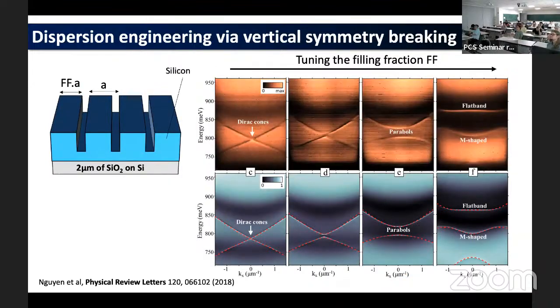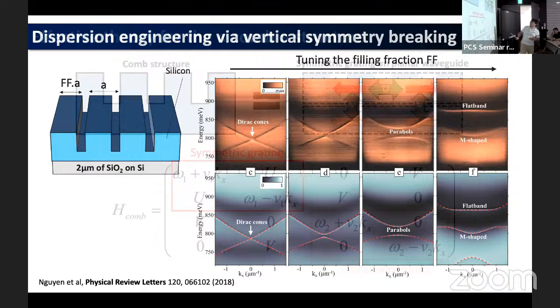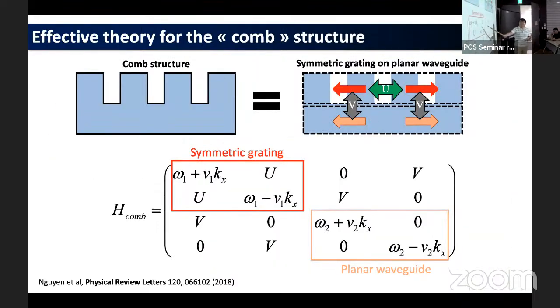Okay, so this is the sample that we fabricated. Of course, when we fabricate a real sample, we need to use real materials, silicon with a very high refractive index, on top of a substrate with low refractive index, which is silica. And instead of changing the etching depth to control the symmetry breaking, we etch spatially, like half of the sample, and then change the filling fraction FF to change the coupling U, omega 1 and V1 from the symmetric grating.